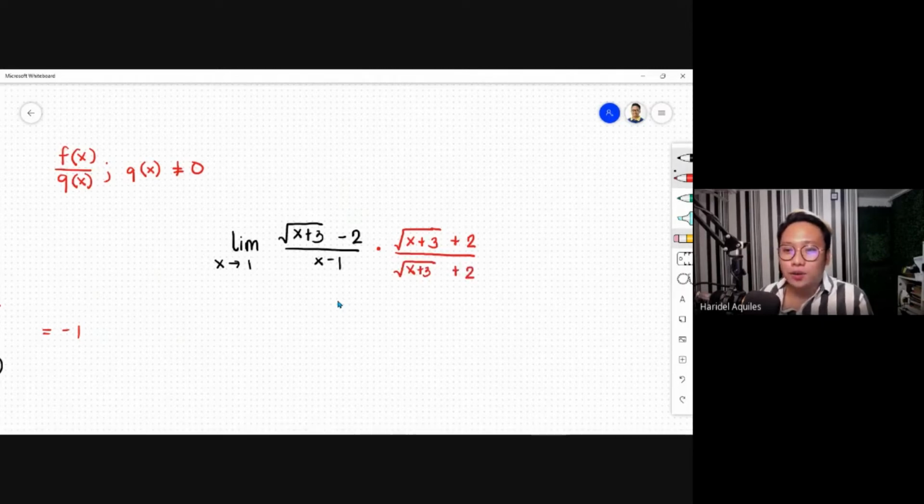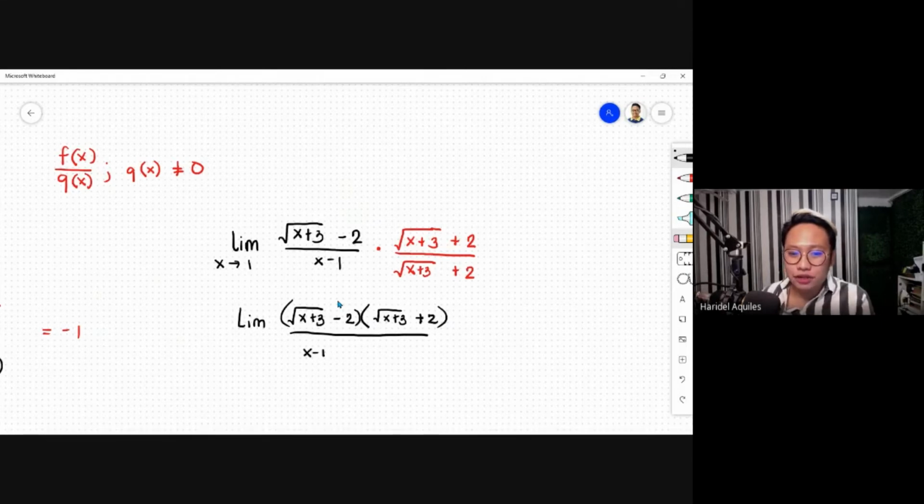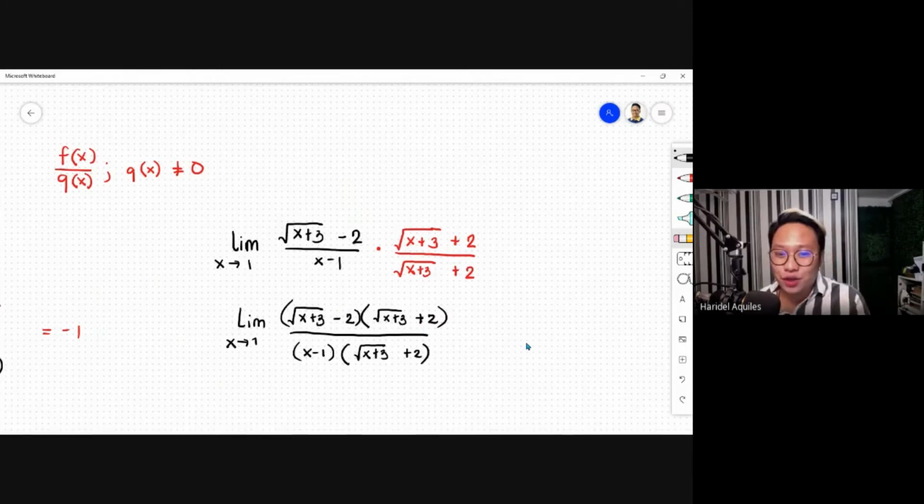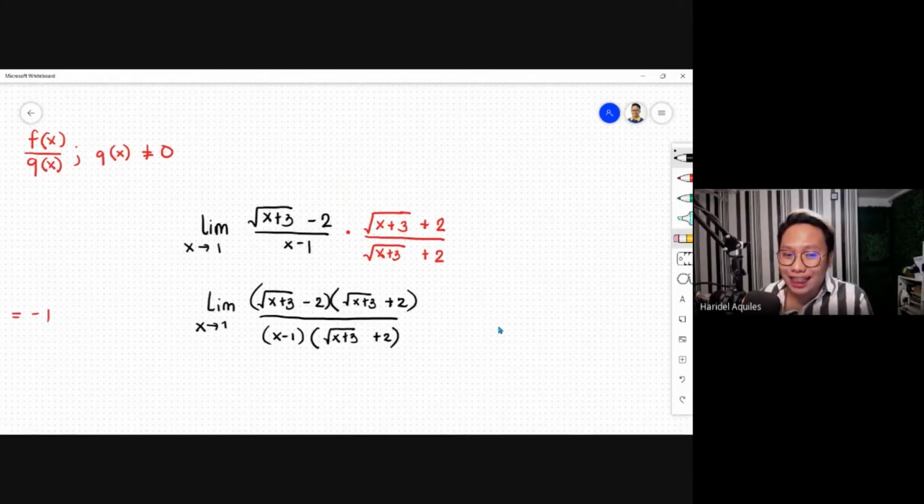Okay, now we're going to multiply these two things. We would have the limit of (x plus 3 minus 2) times (square root of x plus 3 plus 2), over (x minus 1) times the quantity square root of x plus 3 plus 2, as x approaches positive 1. Okay? Now, you notice that this form here is somewhat familiar.